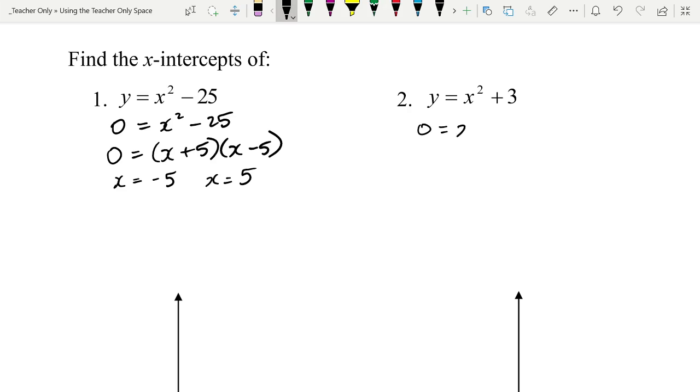Okay? Let's do the other one, number 2. Set that to 0. Move the 3 to the other side. This is not a difference of squares, so I can't factor it that way. So I'm going to move the 3 to the other side. And then what happens? Yeah. You can't square root a negative in real numbers. So this thing has no x-intercepts.